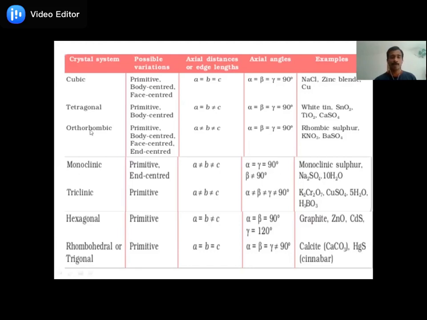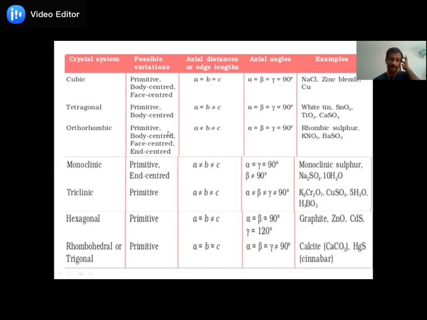Orthorhombic. In orthorhombic, the three edges are different. A not equal to B, not equal to C, but alpha, beta, gamma equal to 90 degrees. Rhombic sulfur, an allotrope of sulfur, is an example. Barium sulfate is another. Calcium sulfate is tetragonal, but barium sulfate is orthorhombic.